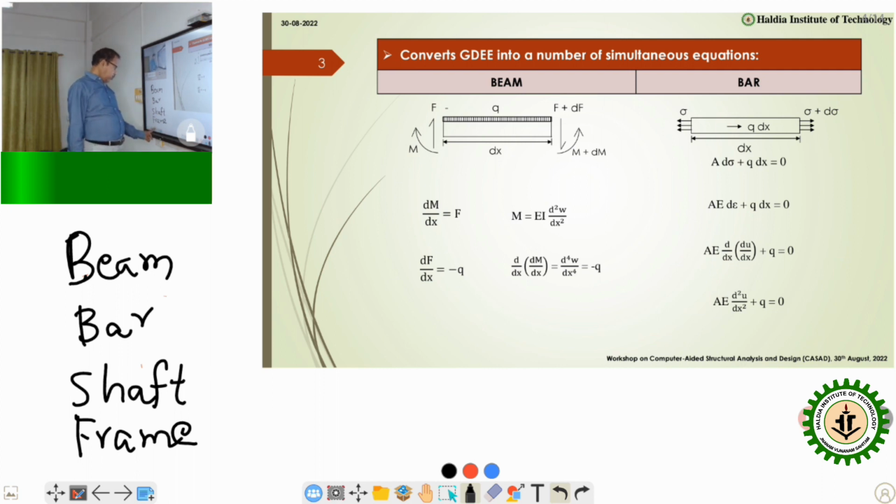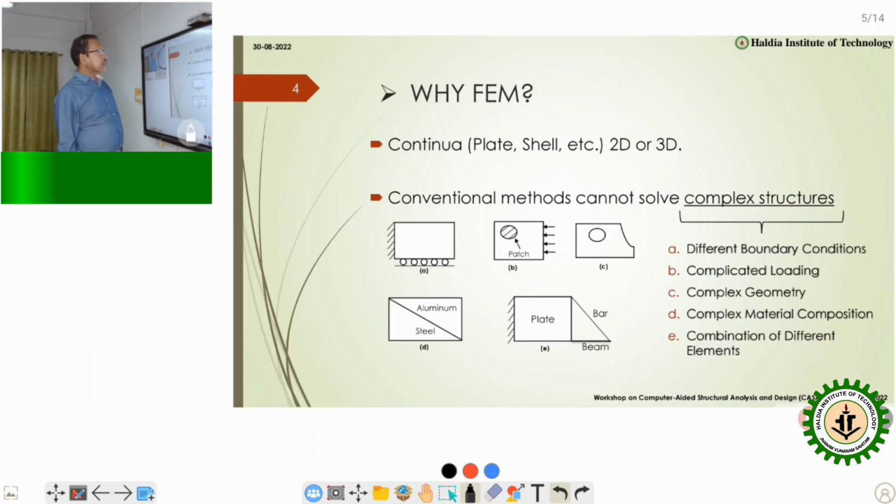But if we go to the next slide, it is written here, continua, meaning structures which are continuous in nature, meaning properties like elasticity and mass are in that case distributed all over the structure. Examples of this are plate, shell, etc. Plate, for a common man, you can say is something exactly like the slab of a building. Shells, some cylindrical shells may be found over industrial sites, and these things can be modeled as two-dimensional or three-dimensional elements.